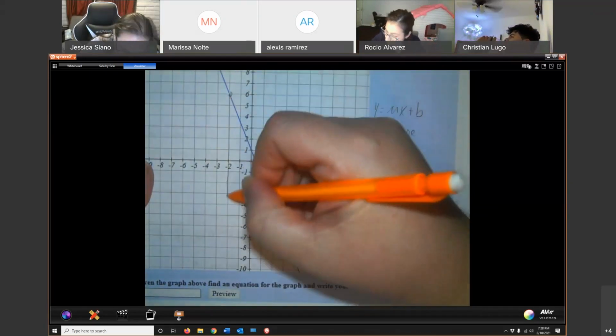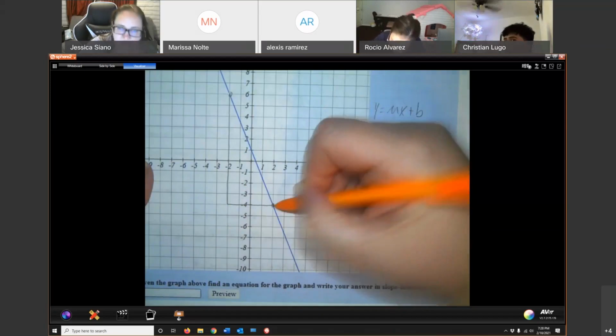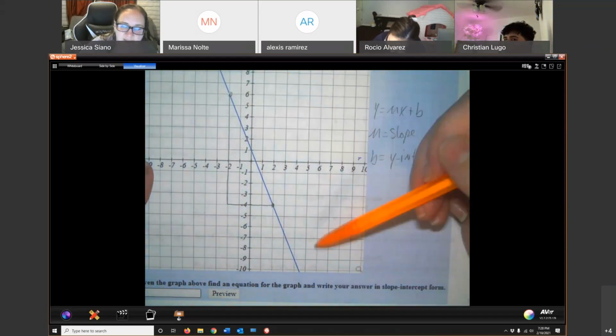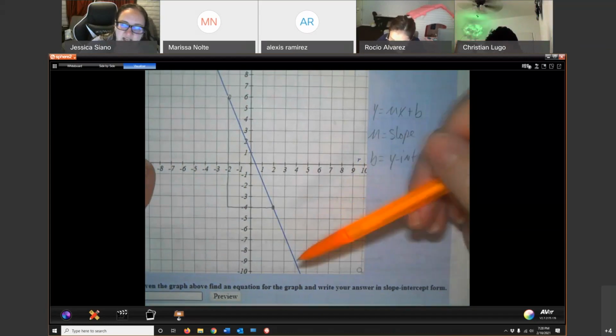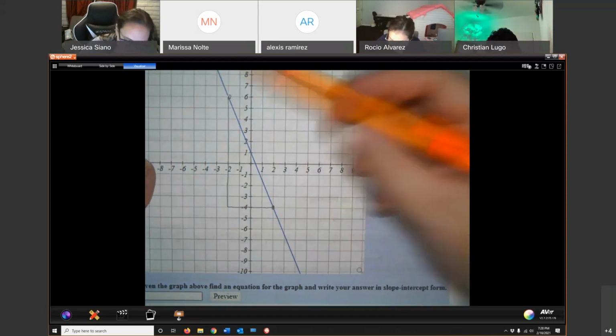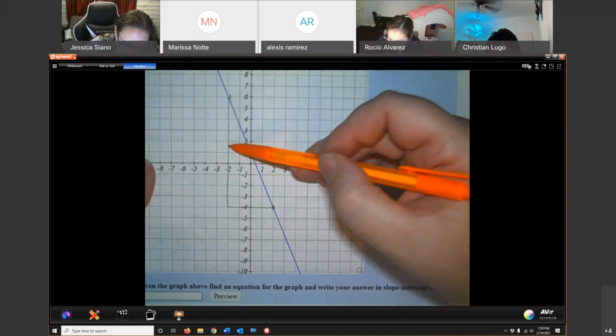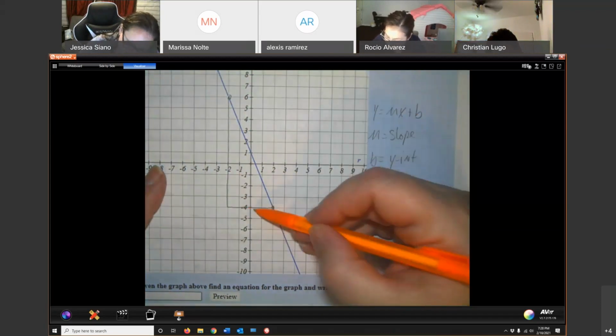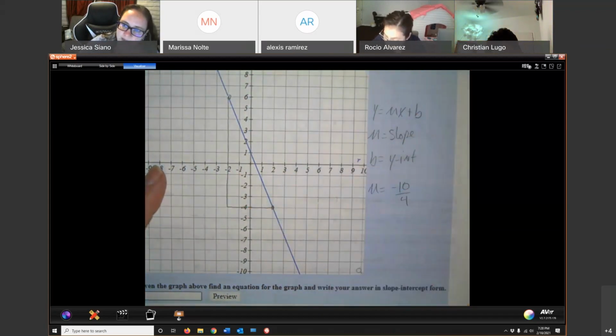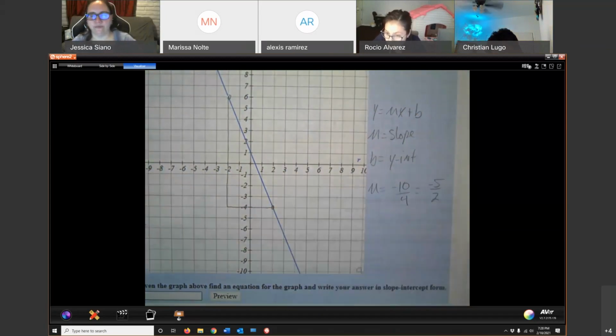I also want to remind you of something I said earlier, and that is that when a line is falling, its slope is negative. So the slope of this line should be negative. The line is decreasing, so it has a negative slope. 1, 2, 3, 4, 5, 6, 7, 8, 9, 10. So my slope is that I went down 10 and over 4, which would reduce to negative 5/2.